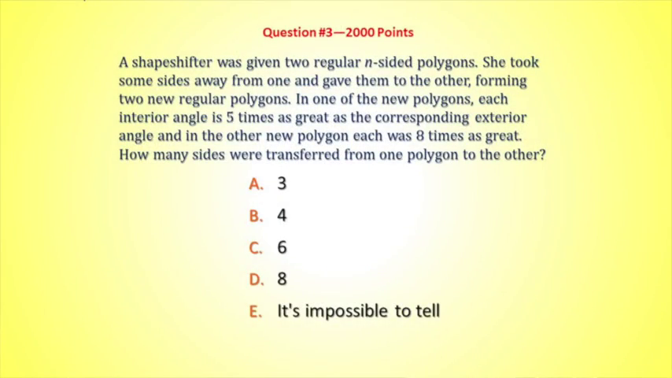A shapeshifter was given 2 regular n-sided polygons. She took some sides away from one and gave them to the other, forming 2 new regular polygons. In one of the new polygons, each interior angle is 5 times as great as the corresponding exterior angle, and in the other new polygon, each was 8 times as great. How many sides were transferred from one polygon to the other?